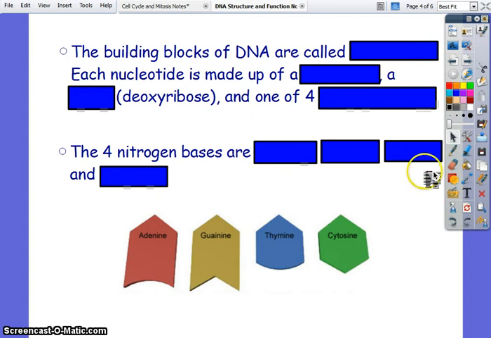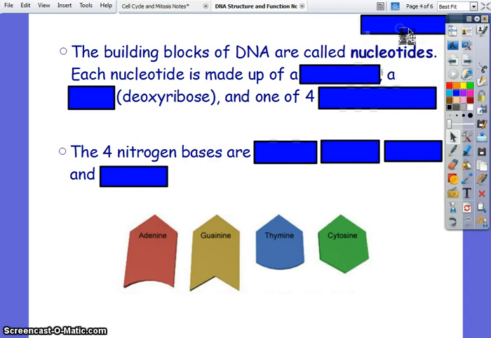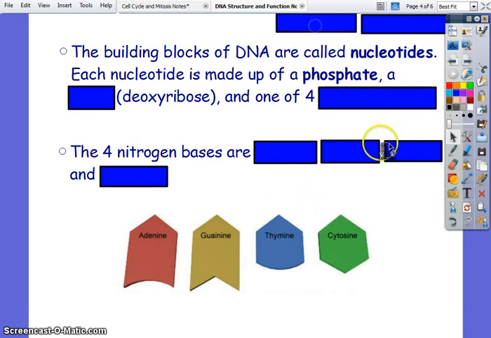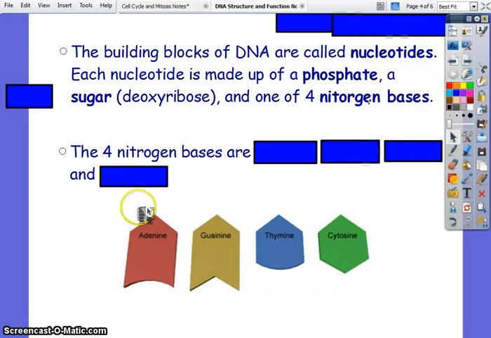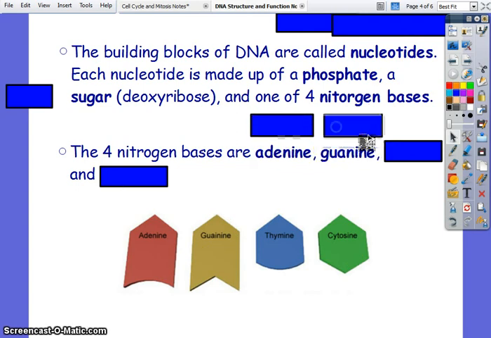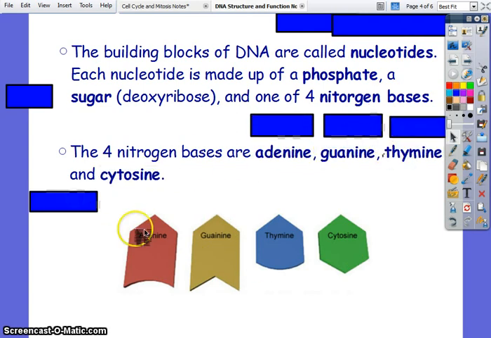Alright, so DNA is made up of smaller blocks. Every one of these molecules is made up of smaller things. So a building block of DNA is called a nucleotide. That's one of your important vocabulary words. Each nucleotide is made up of 3 things. It's made up of a phosphate, a sugar, the sugar in DNA is deoxyribose, and one of 4 nitrogen bases. So the 4 nitrogen bases are right down here. They're adenine, guanine, thymine, and cytosine. Now they don't look like this, but we represent them as these shapes because specific bases only pair with one other base.